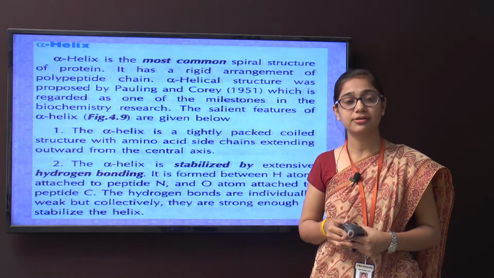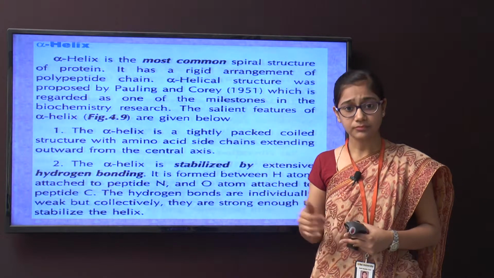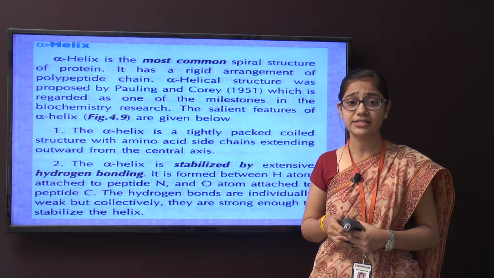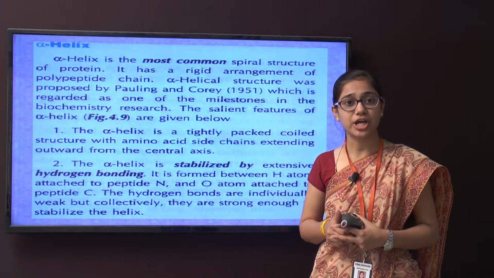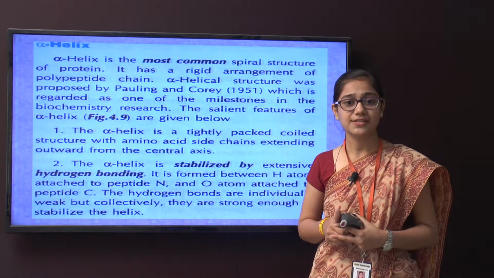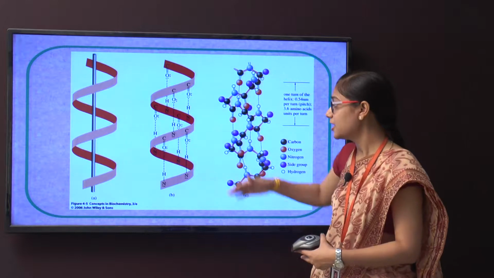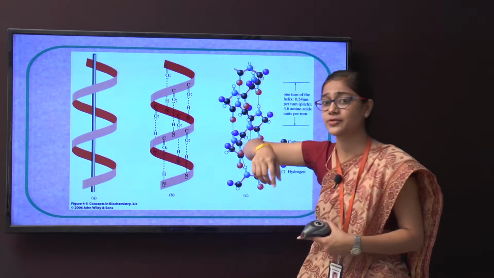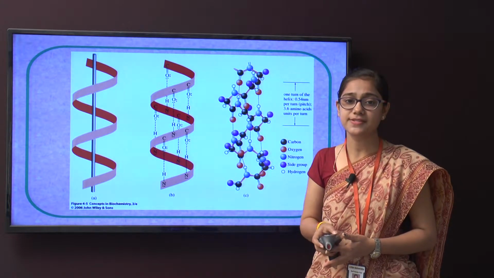That is a rigid arrangement of the polypeptide chain. Now the salient features of the alpha helix. The first one is that the alpha helix is a tightly coiled, packed structure with the amino acid chains extending outward from the central axis. You can see here, if you imagine this is a central axis, that is the outward chain extending from the central axis.